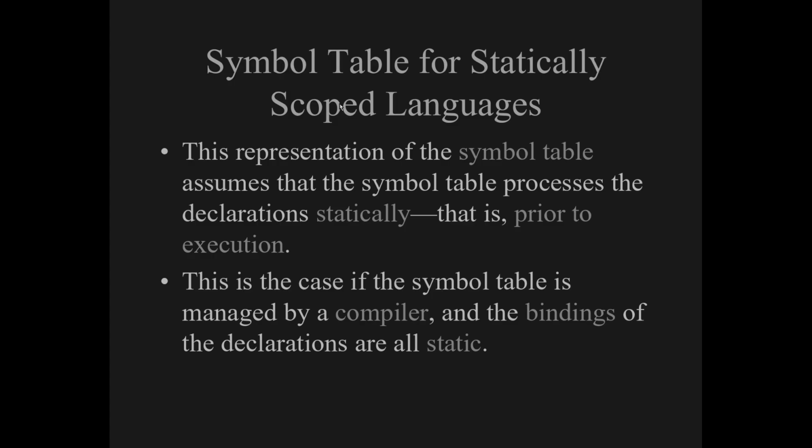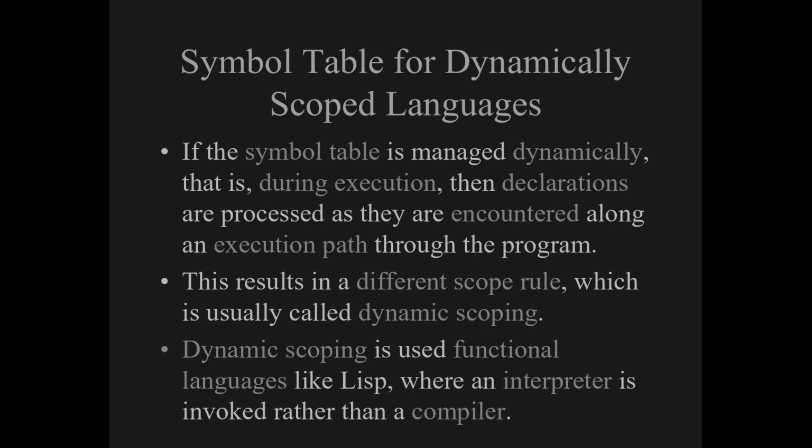Next, symbol table for statically scoped languages. What we discussed is a look at how the compiler processes the program and generates a symbol table prior to execution. So the symbol table is made by the compiler and the bindings of the declarations are all static. Now, for dynamically scoped languages, declarations are processed as they are encountered along the execution path through the program. This results in a different scope rule, which is called dynamic scoping, and is used for functional languages like Lisp, where an interpreter is invoked rather than a compiler.